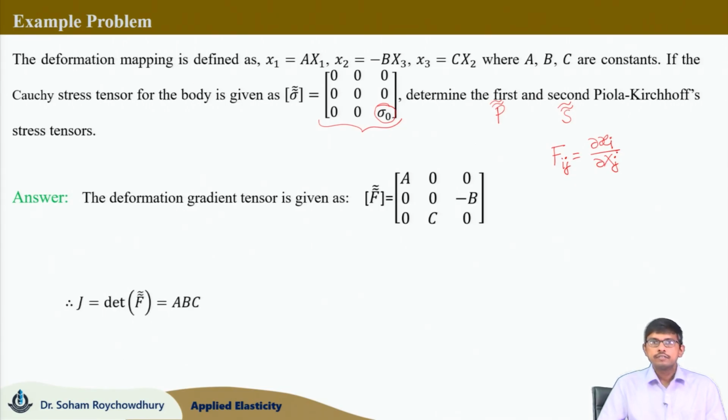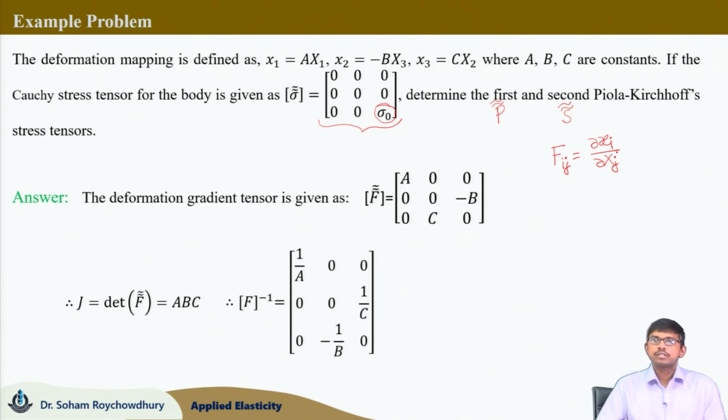Now, J is required for relating sigma, P and S. J is the determinant of F, the Jacobian, that is nothing but A B C for this deformation gradient tensor F, and using J we can find F inverse. If you take the inverse of this deformation gradient tensor, F inverse would be 1 by A 0 0, 0 0 1 by C, 0 minus 1 by B and 0. So, with this matrix manipulation, we now proceed to find P and S, the first and second Piola-Kirchhoff stress tensors.